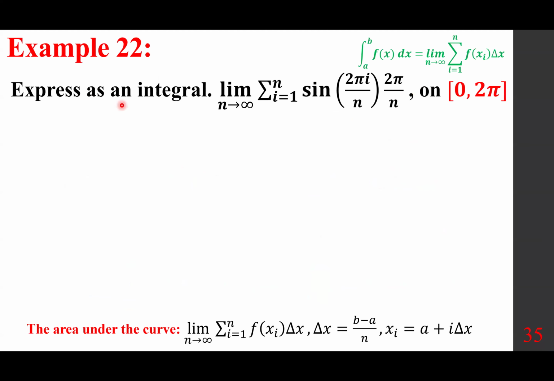Expressed as an integral, the limit as n approaches infinity of the summation i going from 1 to n of sine of 2 pi i over n times 2 pi over n, on the interval of 0 to 2 pi. The difference between this and the other one is that delta x is given here. The other one was just delta x, and of course you change it to dx. We will do the same thing. We change it to dx here.